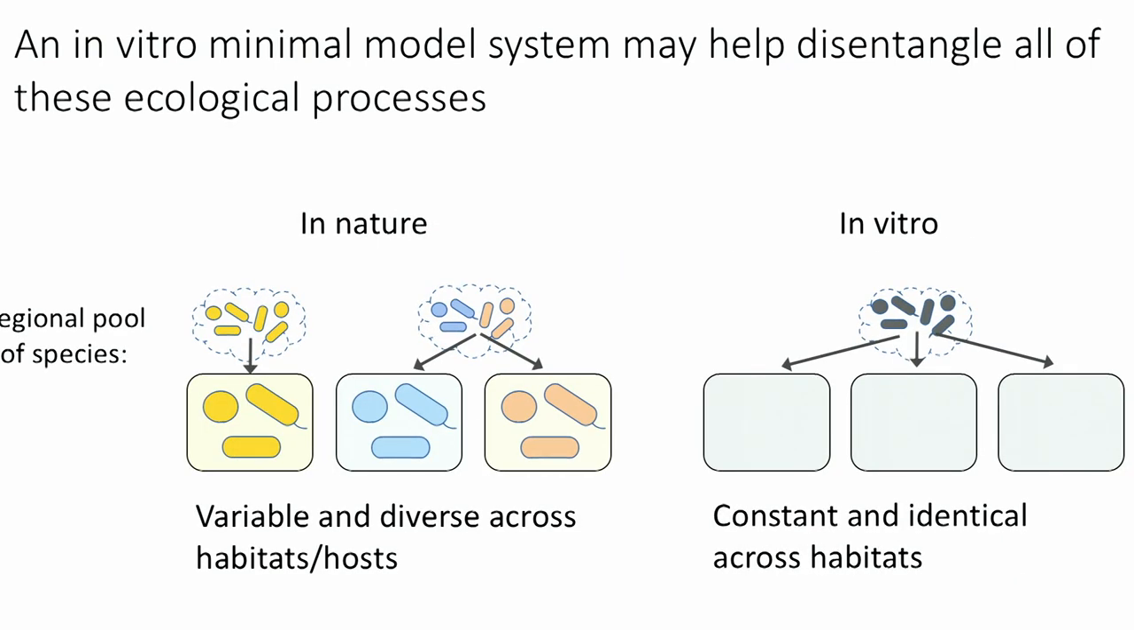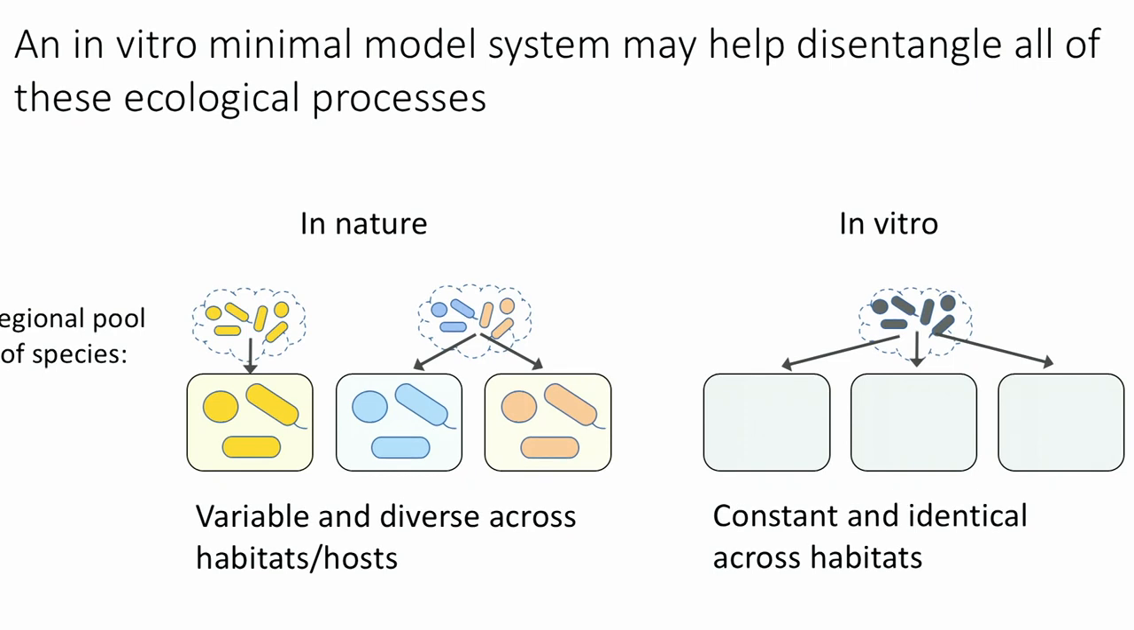But there are other benefits of having experimental community assembly in vitro, which of course is, for instance, the access to the regional pool of species. In nature, the communities are not necessarily all invaded by the same regional pool of species. In vitro, we can control what pool of species invade which environments. We can create absolutely identical environments, and we can invade them all from the same regional pool of species.